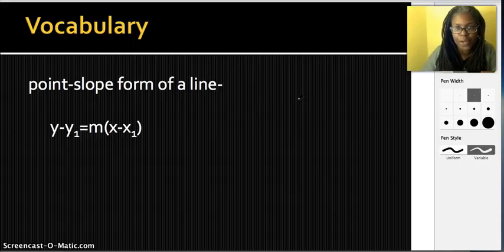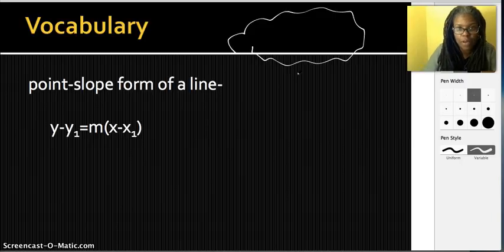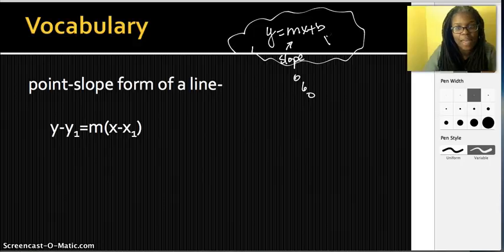Last time we were together, we talked about the slope-intercept form of the line, right? So let me make a little thought bubble up here. And we remember slope-intercept form of the line was y equals mx plus b. We saw how useful it was because m is the slope when we have an equation in that form, and b is the y-intercept, right? We have all of that.